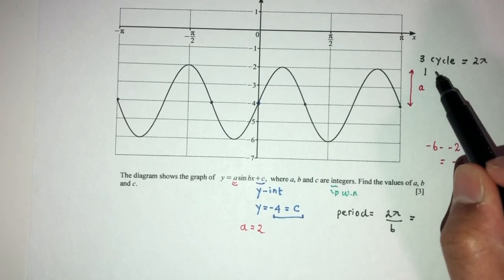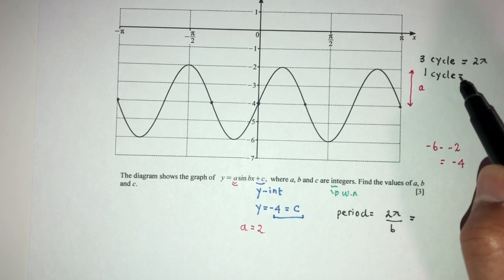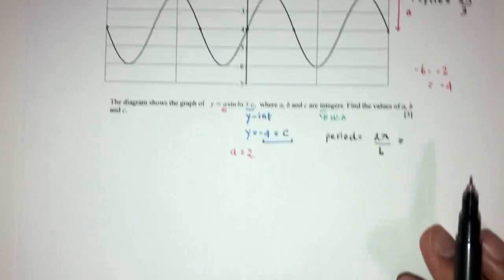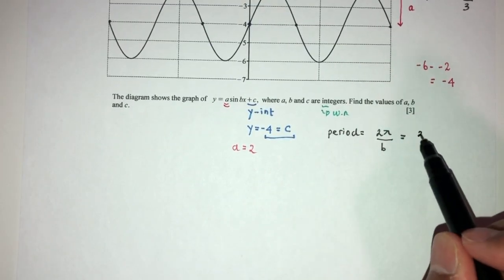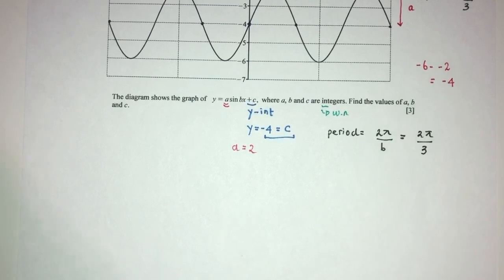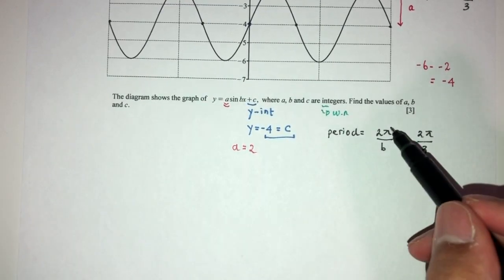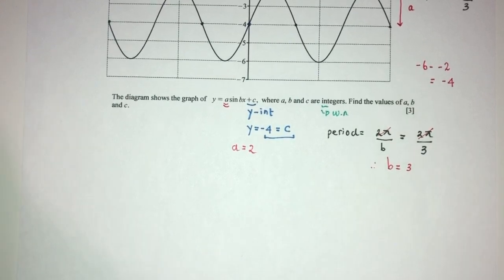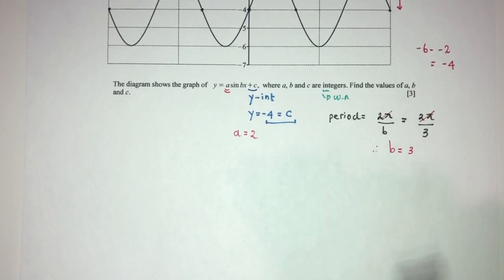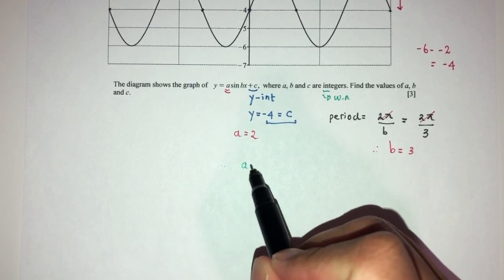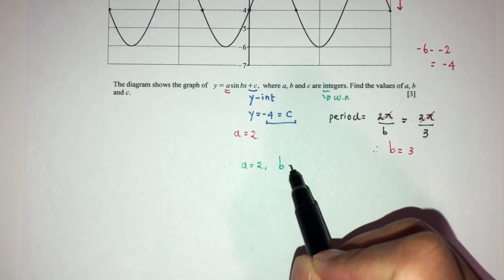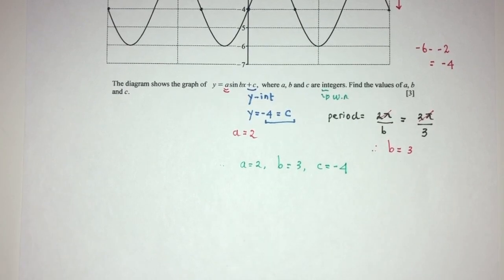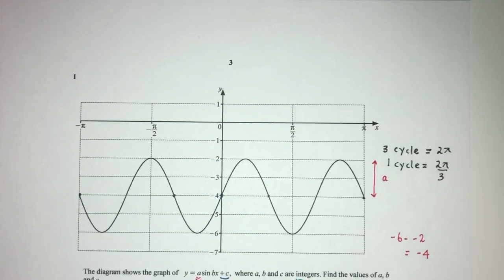We only care about one cycle because one cycle is the period. That will be 2 pi over 3. So comparing, period is 2 pi over 3. Now this and this will cancel out. We cross multiply. b will have to be the value of 3. So this one is pretty straightforward. The value of a has to be 2, value of b has to be 3, c has to be -4. That will be your question number 1.